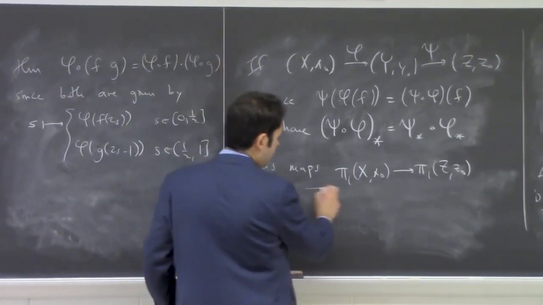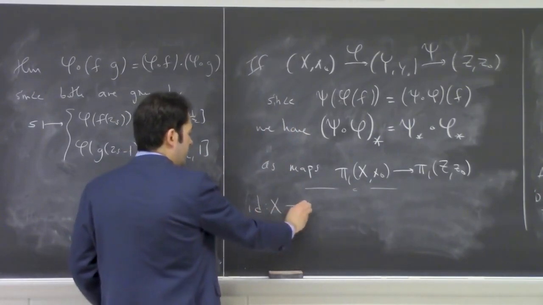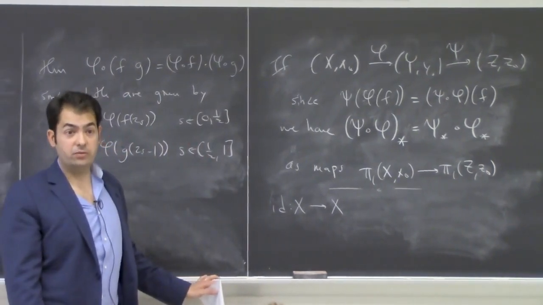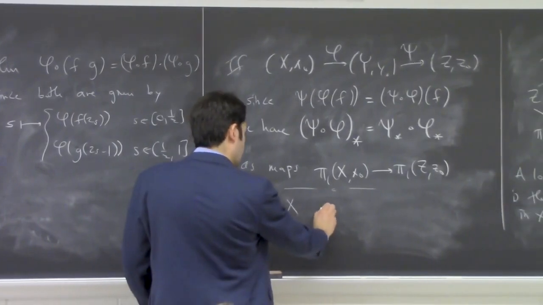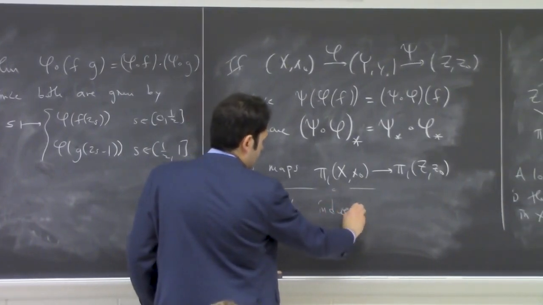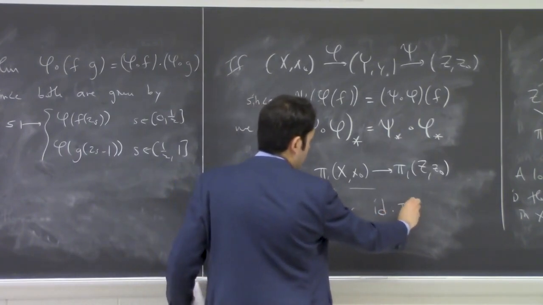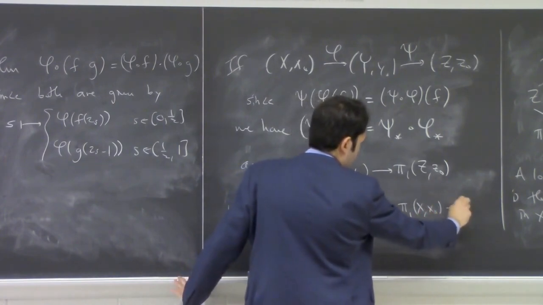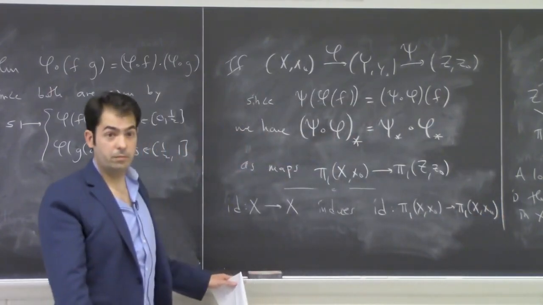And an even easier fact is that if you look at the identity map of a topological space, then the induced map is the identity on the fundamental group, right? Because you do nothing.